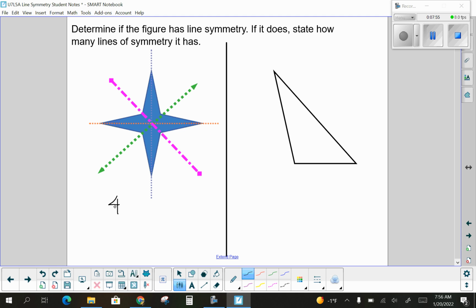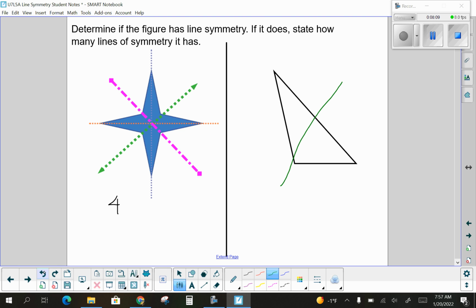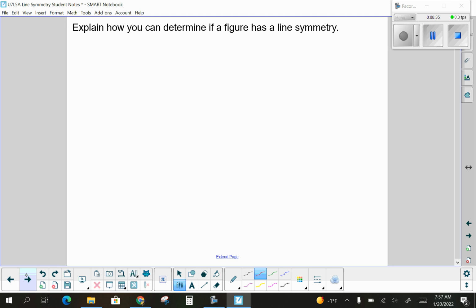Now this triangle on the right is an example of something that has no lines of symmetry. No matter how we try to draw a line across here, it's never going to be even. No matter how we try to cut this thing, it's not going to perfectly match up. Even if we did this, if it folded over, that point would be down here and this point would be over here, and so that doesn't work. So this one has 0 lines of symmetry. Make sure you have those recorded.